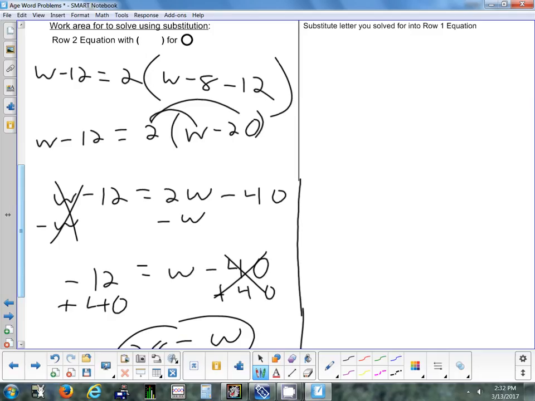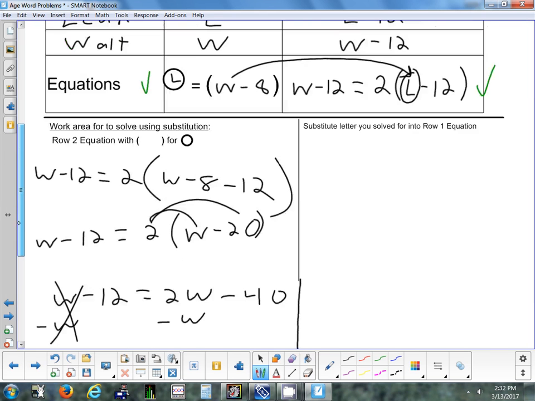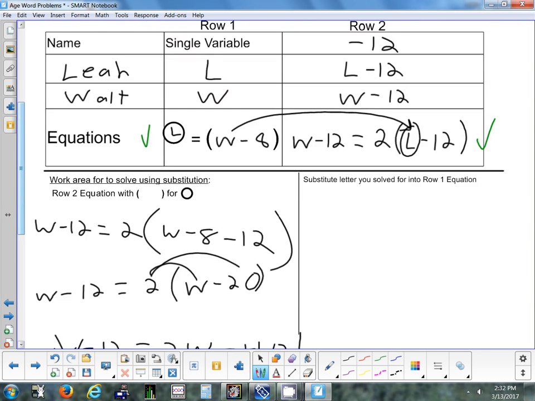All right, so how about Kaylee? What do I have to do next? Wait, go down. So what else do we have to? We have to still find what? Yeah, we still got to find Leah's age. But now that we know Walt's age, that's easy. So to find L, Maggie, which equation should I use? 1 or 2?